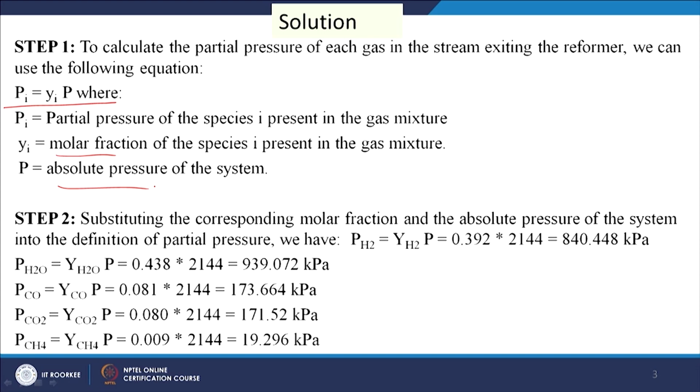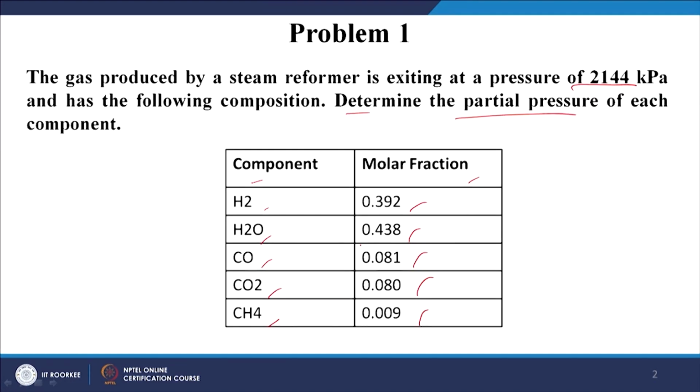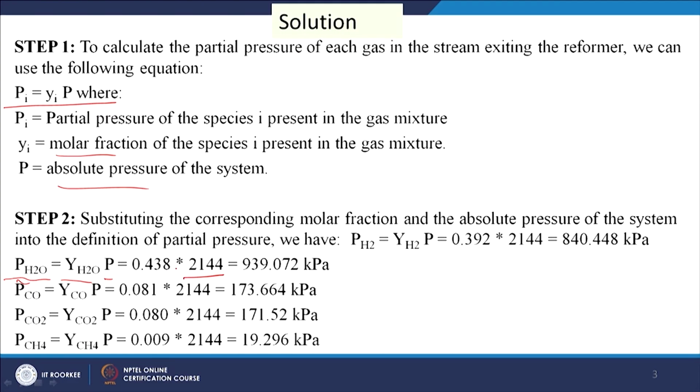So, in our case, what is our P_H2O, partial pressure of steam? That is equal to mole fraction into the absolute pressure. So, absolute pressure is given, that is the total pressure, that is 2144 kilopascal, this into the mole fraction of H2O. How much is it? Mole fraction is 0.438. So, we will write here 0.438 into 2144, it is coming 939.072 kilopascal.